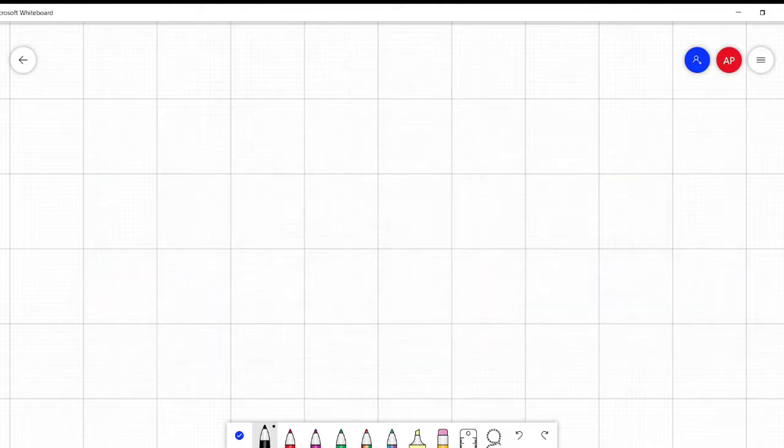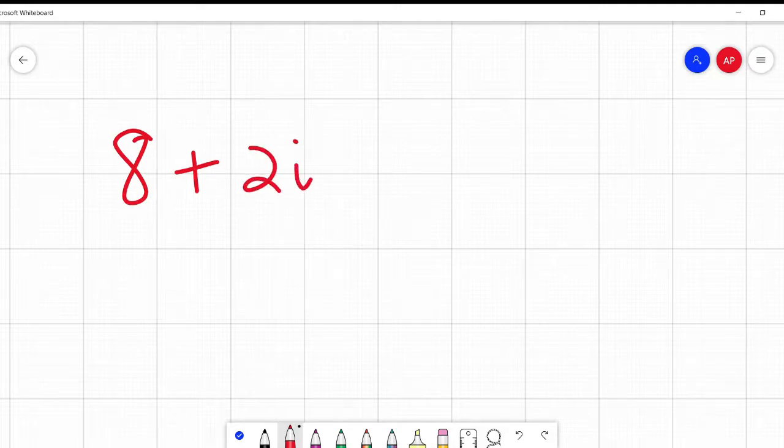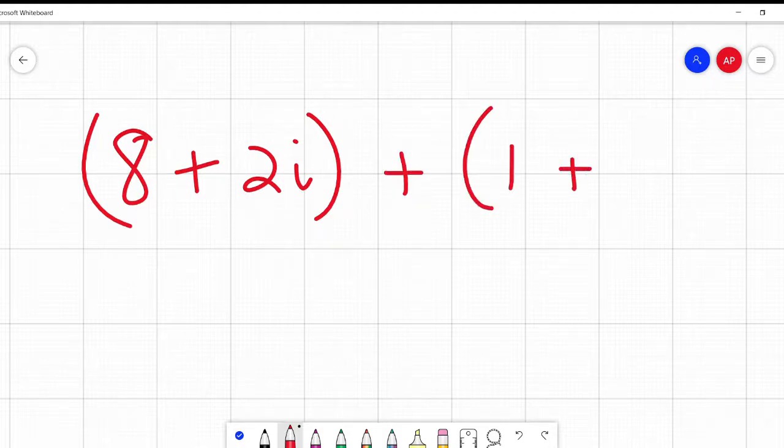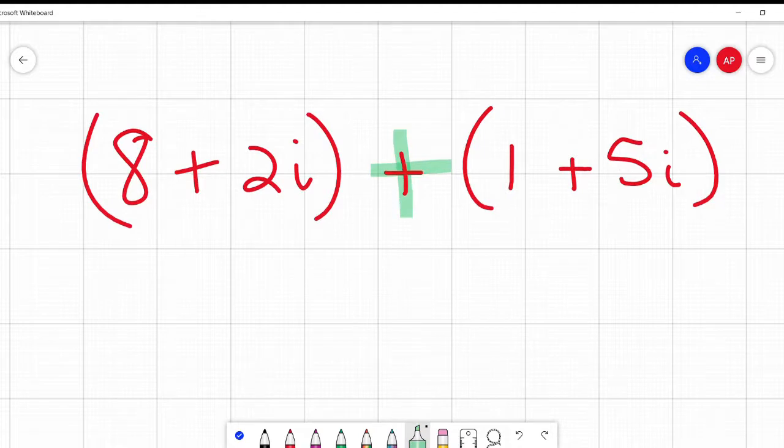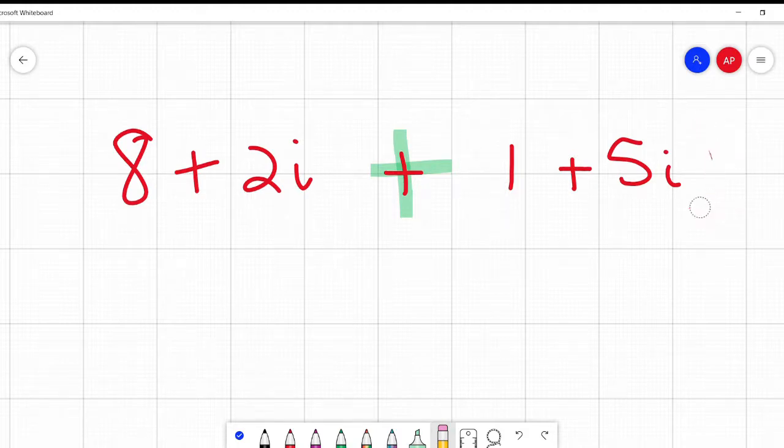If regular numbers or constants come into this, it's still the same. So if I have a complex number where it is 8 plus 2i, and they will always separate these with parentheses, and I'm adding to it 1 plus 5i. If things are being added in the middle here, then these parentheses don't matter. I can pretty much just get rid of them. They don't have any bearing on the outcome of this. It's going to get the same answer regardless.